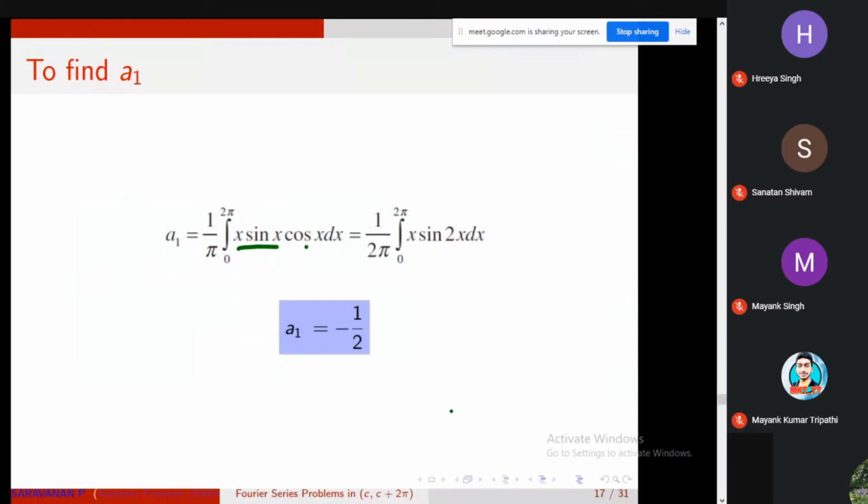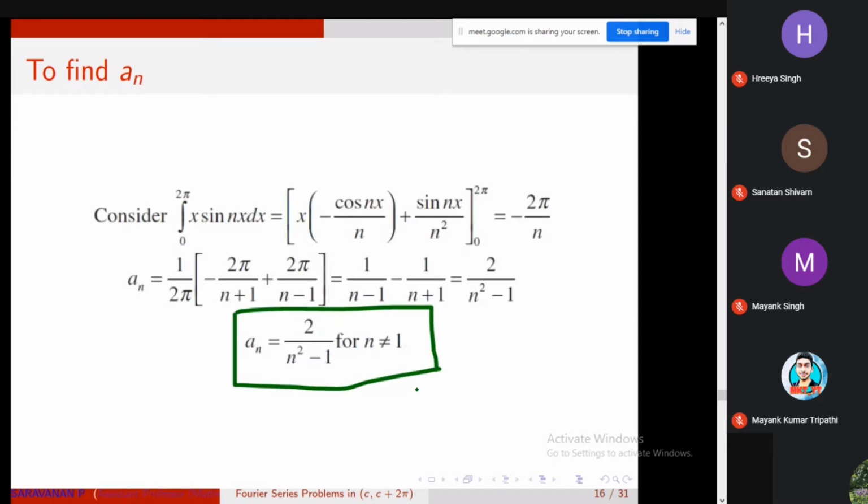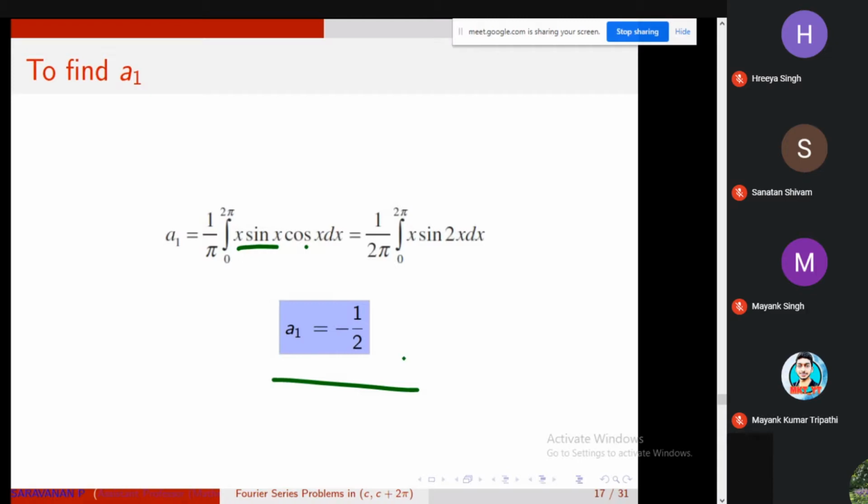Okay, listen here. So just to do this, you will get the value of a1 as minus 1 by 2. Our next aim is to compute bn. Till now what we have done is we have computed a0, then we computed an. But while trying to compute this an, we got n minus 1 in the denominator, so this is not valid for n equal to 1. This is true only for n not equal to 1. So we have computed a1 separately.